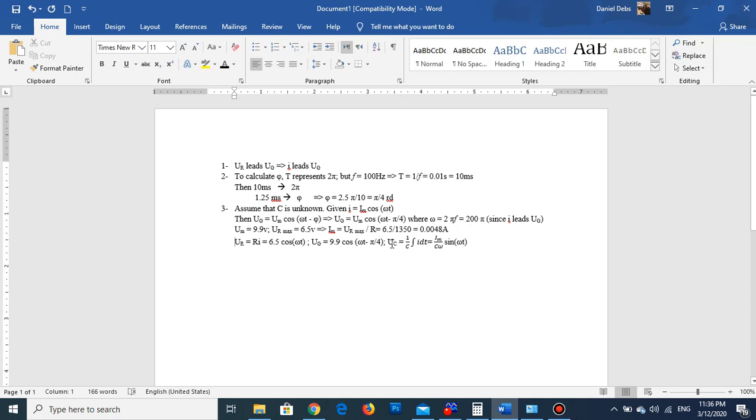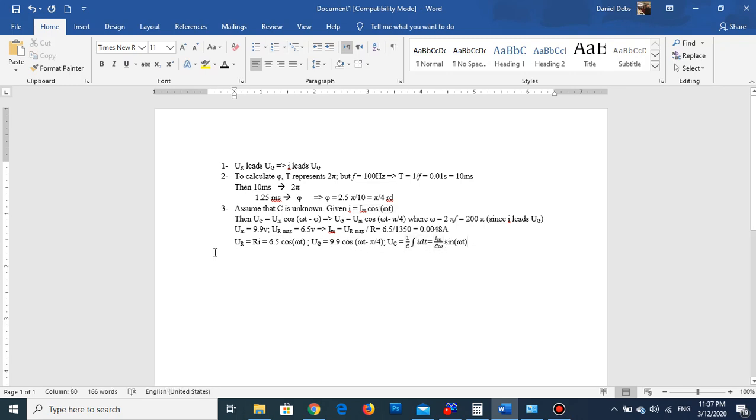And what is UC? You have to know that I is equal to dq over dt, which is C duc over dt. Thus UC is 1 over C, the integral of I dt. This is the expression. How to integrate this expression? Im becomes outside the integration because it is a constant. So it is Im over C integral of cosine omega t. What is the integral of cosine omega t? It is 1 over omega sine omega t. So UC will be Im over C omega sine omega t.